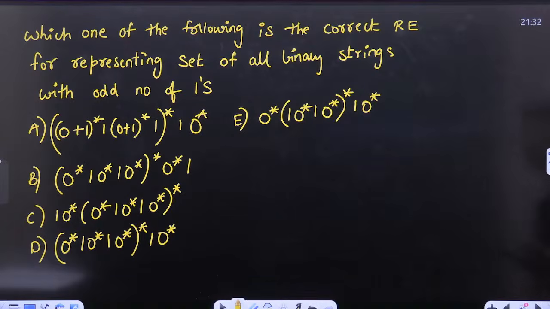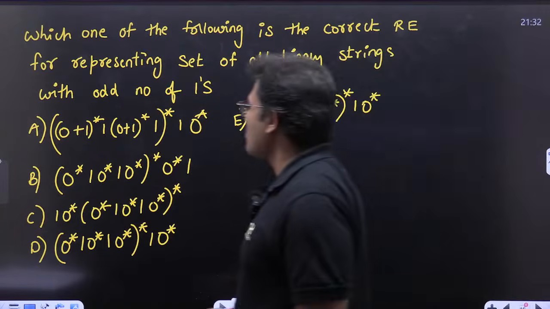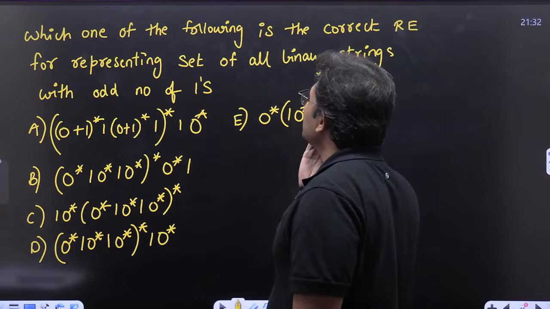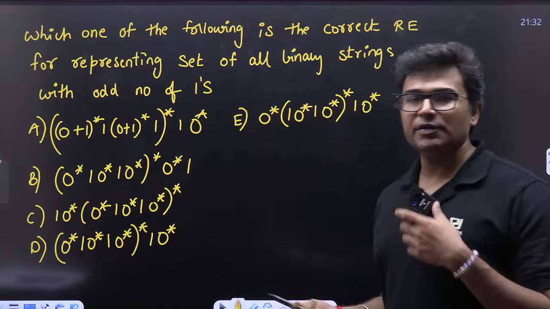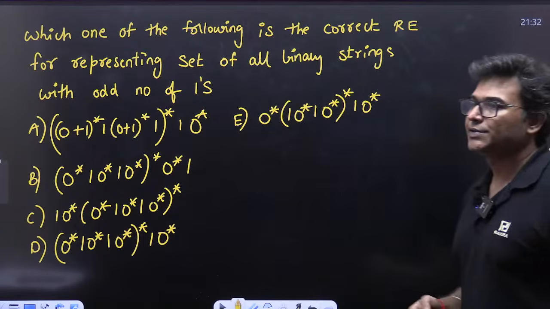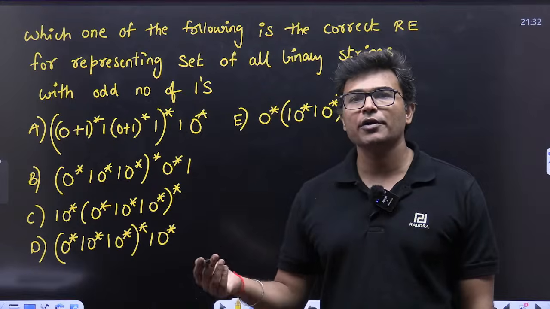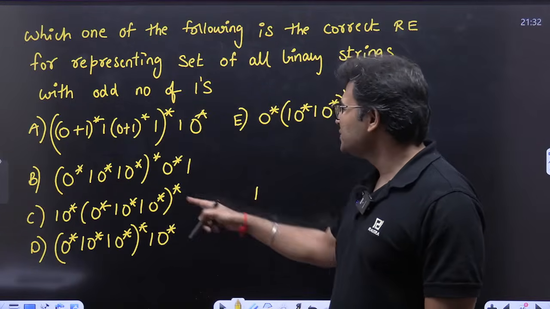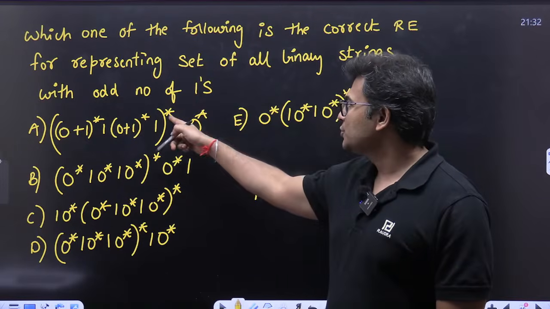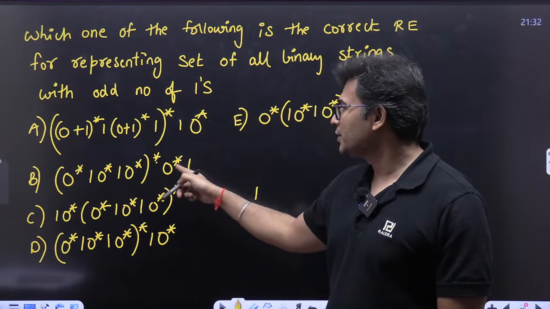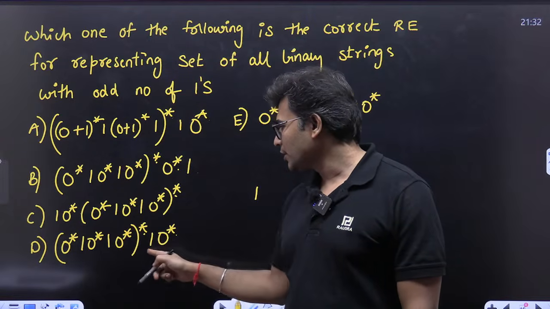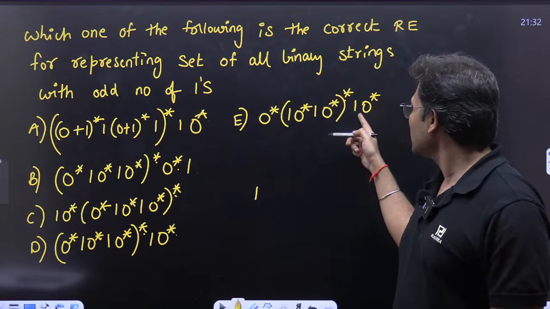Okay. So, how can you solve it? First thing is, what is the minimal string? Epsilon is not the minimal string. If I want odd number of ones, the minimum string that has odd number of ones is 1. So see if all of them are generating 1. If I put 0 here, 0 here, I'll get 1.